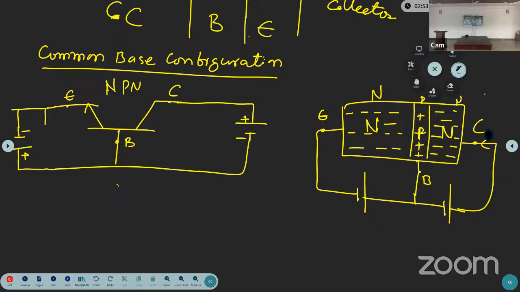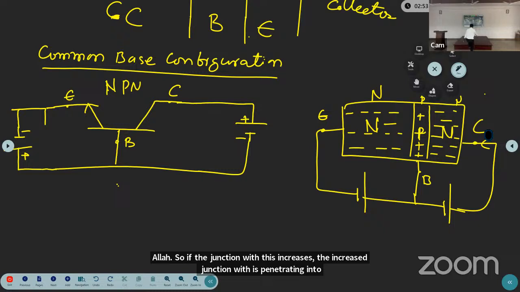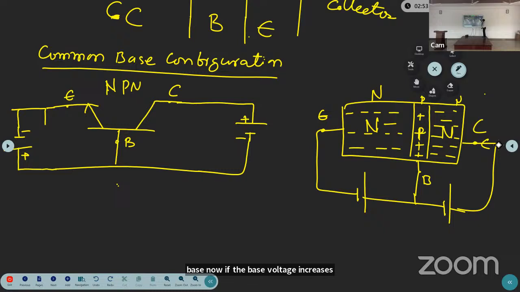So if the junction width increases, the increased junction width is penetrating into the base. Now the depletion region, for example, intamma ide ila increase ayindi, and here only a less amount. So now this.